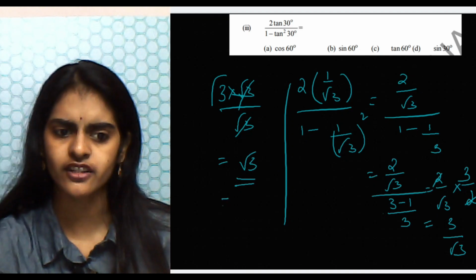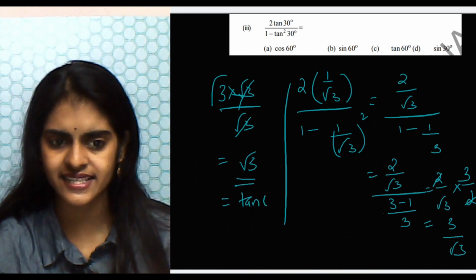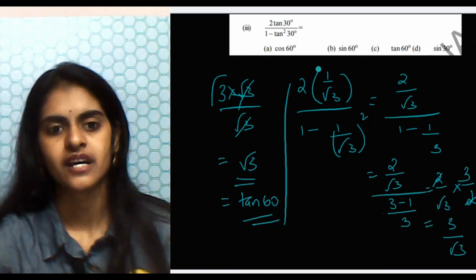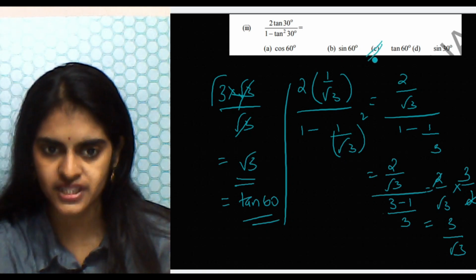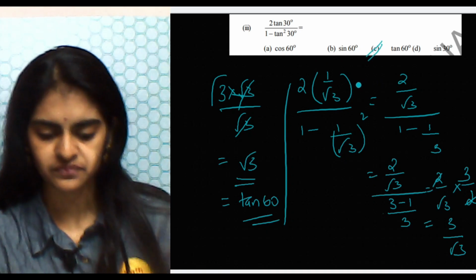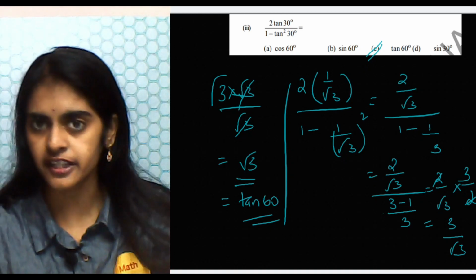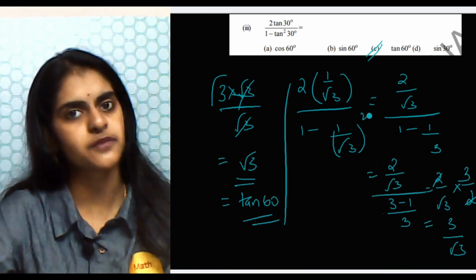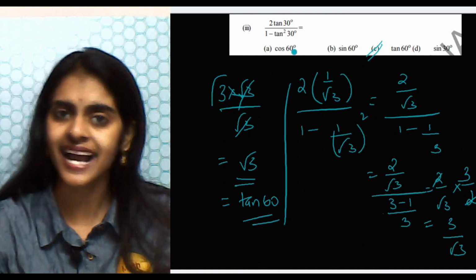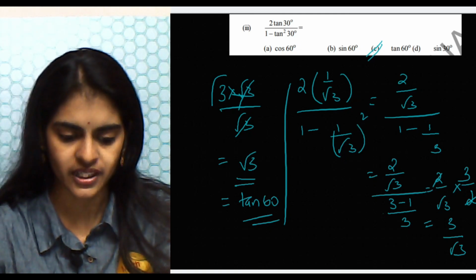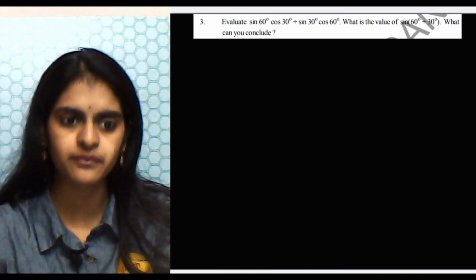So what is the value of root 3? Root 3 is nothing but tan 60. So here you have tan 60 in option C, right? The concepts of this chapter I have explained very clearly in the concept video. Here we are just substituting the values to get the answer, right? So come on, let us move on to the next question now.